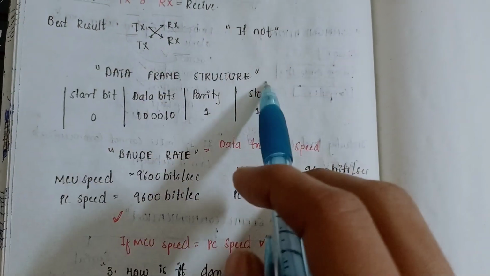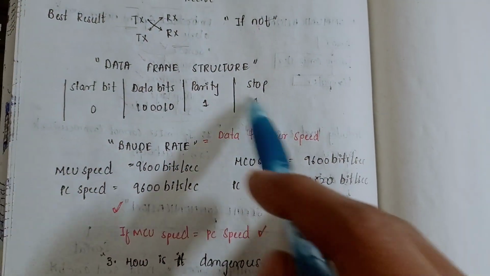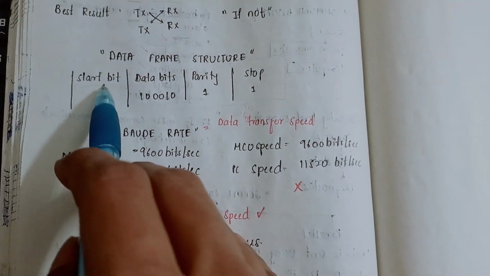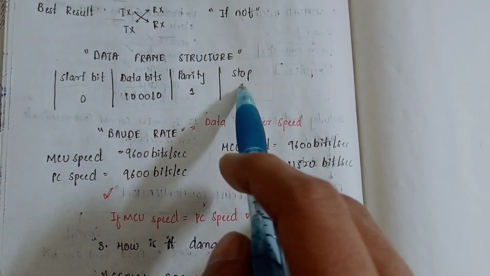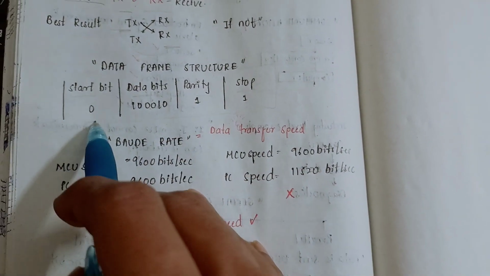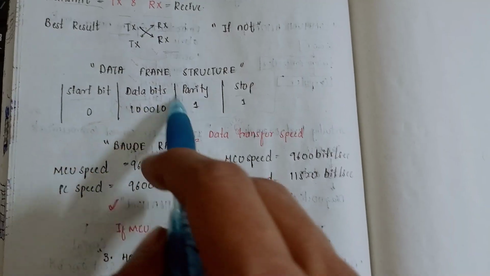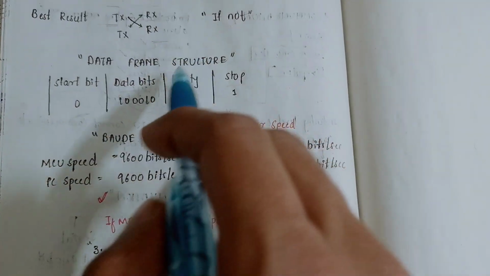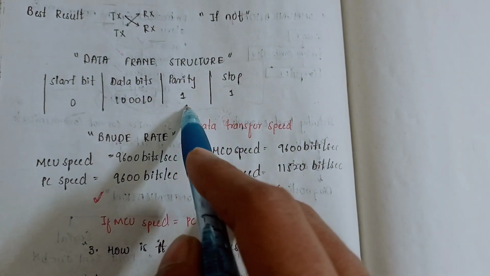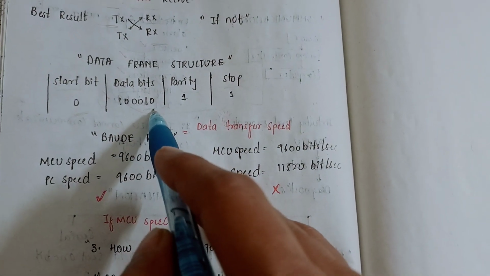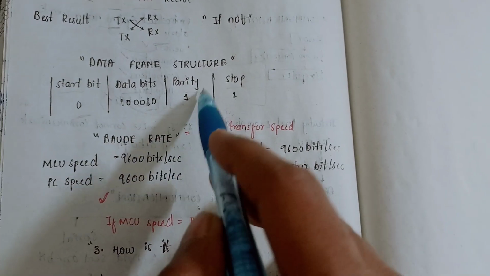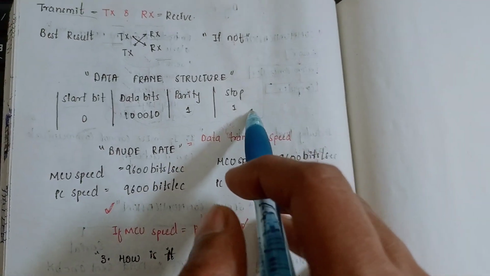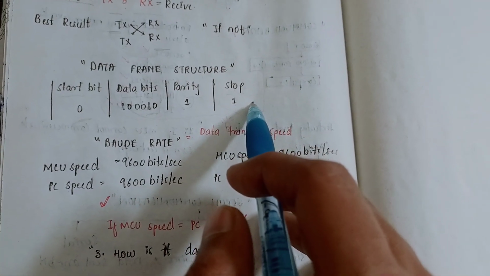Here is the data frame structure. This is the structure for the data to be transferred inside the MCU. It consists of a start bit, data bits, parity bit, and stop bit. When the start bit is given, the data starts to transfer. The parity bit checks if any error is present in the data bits, and the stop bit indicates the data transfer needs to stop here.